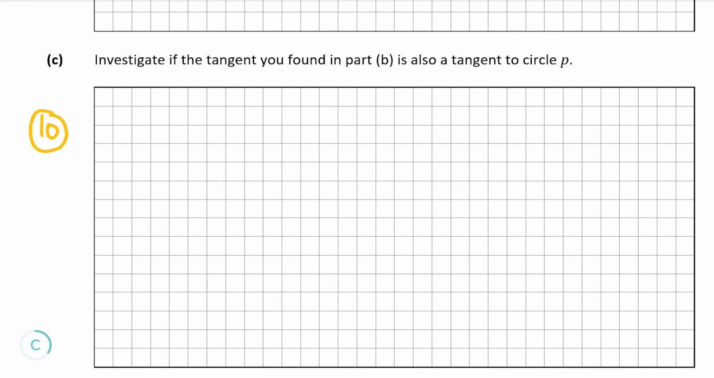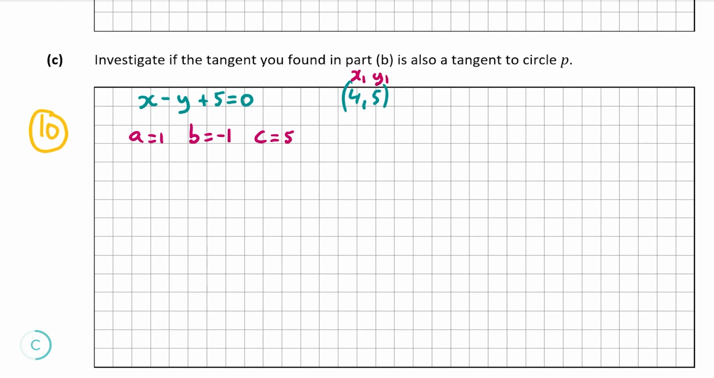So the equation was y is equal to x plus 5, but now I'm going to rewrite that as x minus y plus 5 is equal to 0. So I've just changed it around slightly, and we already know that the centre of circle P is 4, 5. So a here is going to be 1, b is minus 1, and c is 5. x1 is 4 and y1 is 5.